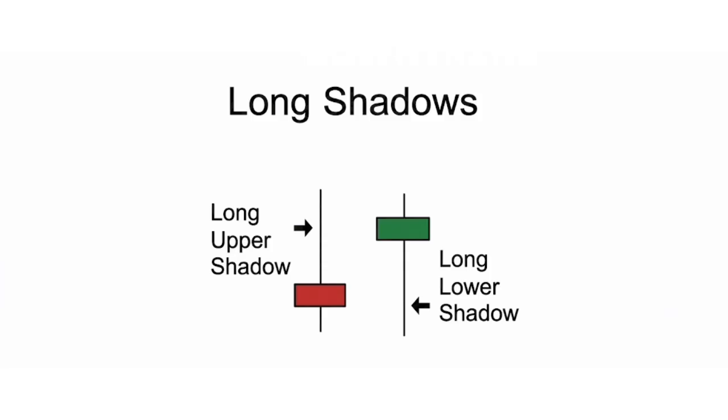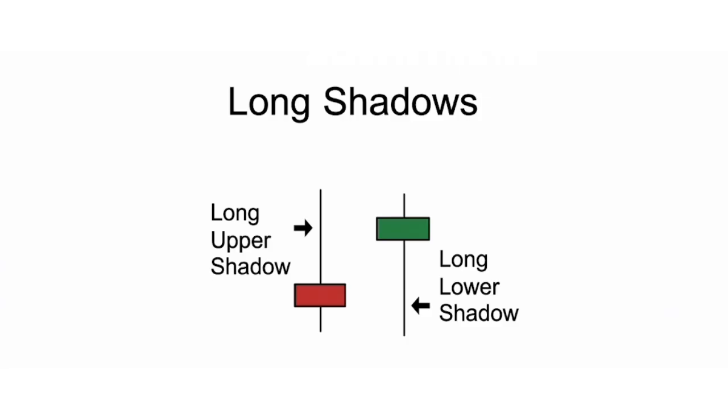So here are examples of candlesticks that have long shadows. As you can see, the first one has a long upper shadow. That is a bearish candlestick, a falling market. So when you see this kind of thing, know that sellers have high power in the market at that point in time, and they are quickly trying to push the market down.